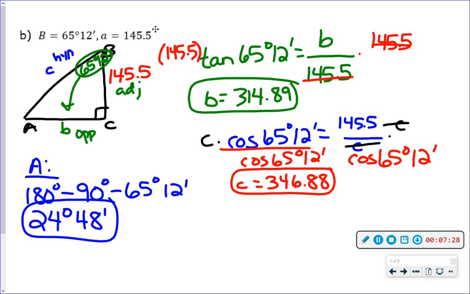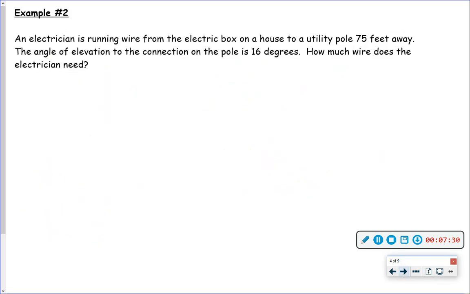Doesn't matter to me. All right, next up, some word problems. Actually, I think these are easier because there's less to find. We just have to draw our own picture. Clearly, we're in the right triangle chapter, so I'm guessing these will be right triangles.